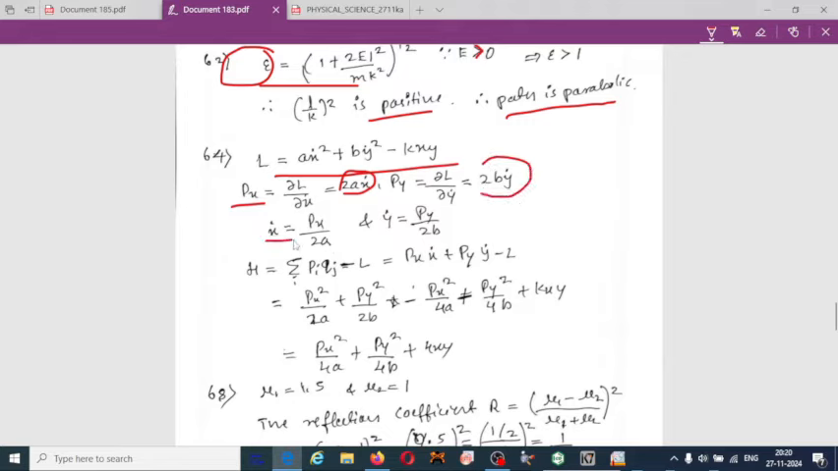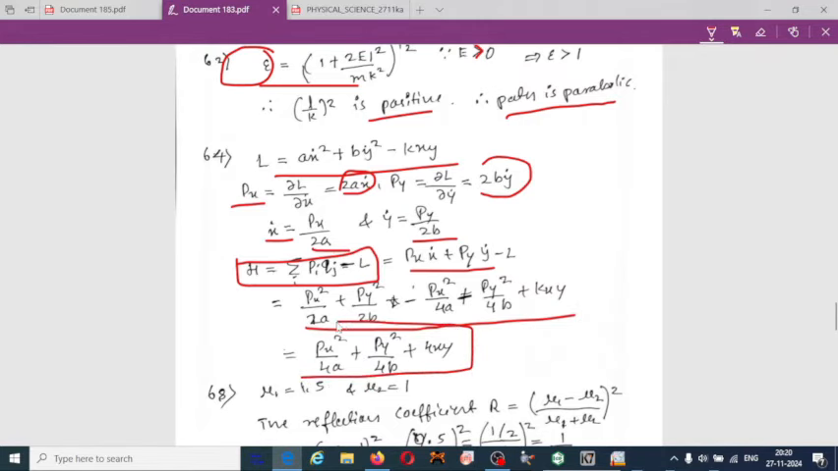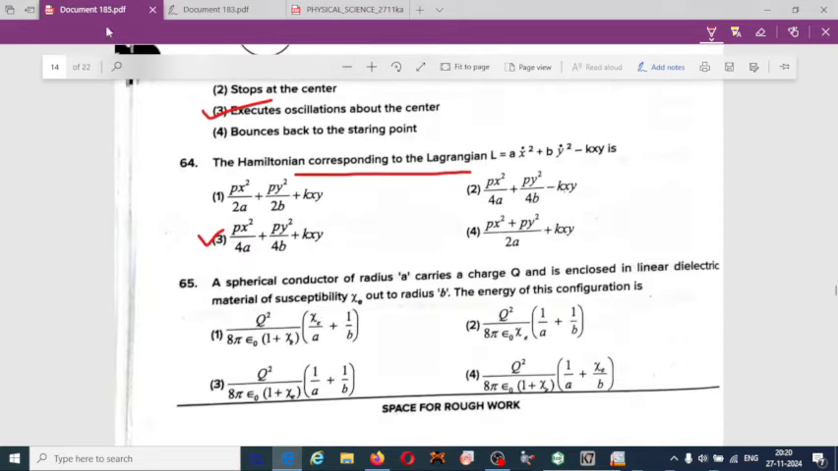Then x dot is equal to px by 2a, y dot is py by 2b. The Hamiltonian is given by H equal to pr qj minus L, or else we can write it in terms of px, py. Then if you substitute the values in this equation, you will get the total Hamiltonian, that is given by this equation. So option 3 is correct.